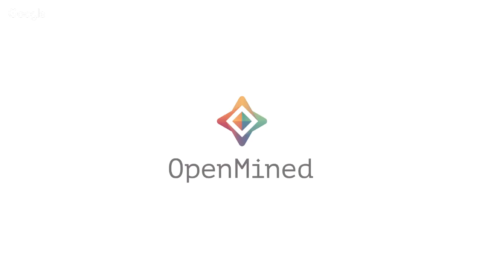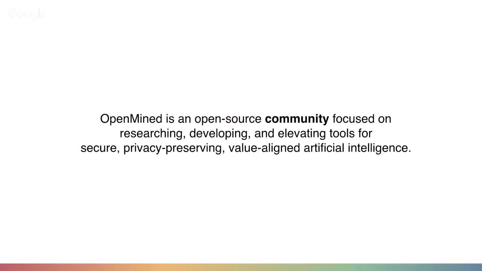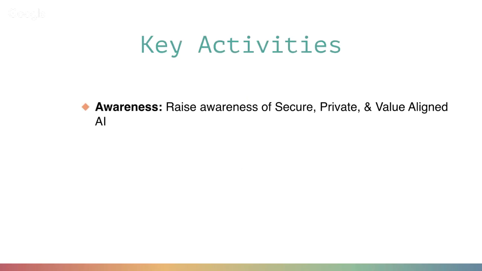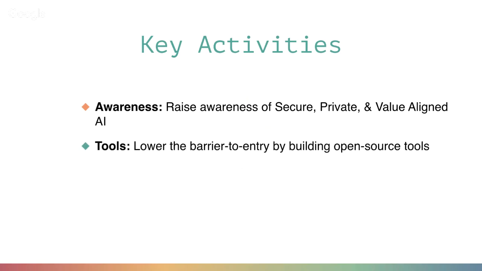All right, so we're here to talk about OpenMined. Let's talk about what that is. OpenMined is an open source community focused on researching and improving tools for secure, privacy-preserving, and value-aligned artificial intelligence. Some of the things that we do, we raise awareness around these three topics, build tools to lower the barrier to entry, and then we have fun hackathons. We have a community. It's a Slack community, about 2,000 people strong, with around 145 contributors to the actual tools themselves.